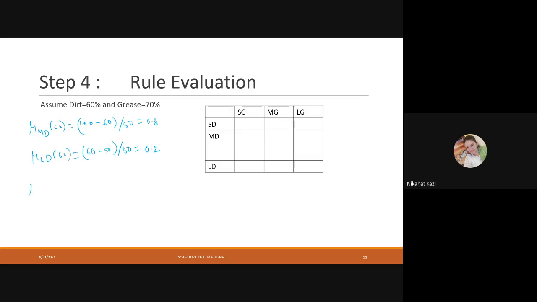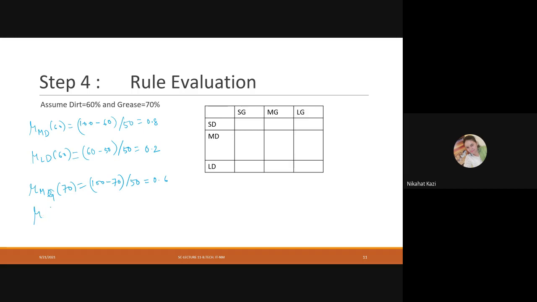So we will write down that it is there in the medium and large range. Medium grease of 70 is nothing but 100 minus 70 divided by 50. We have the same equations, right? In the medium range, the same equation, and the large range also has the same equation. We have assumed the same ranges. So that is nothing but 3 by 5. What is that 3 by 5? 0.6.